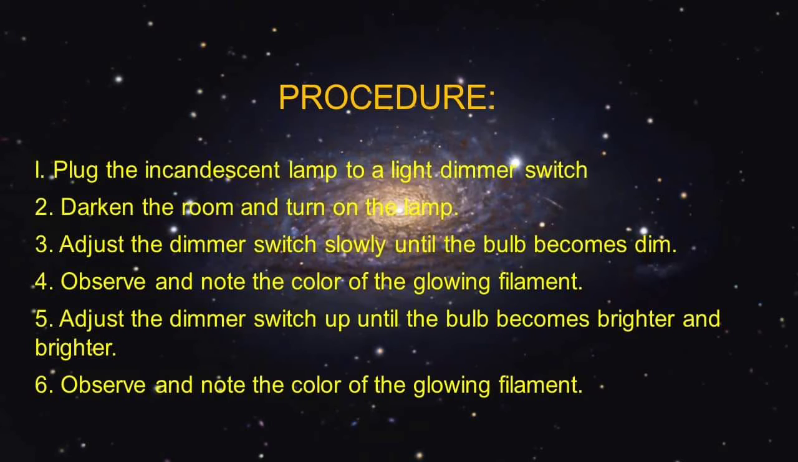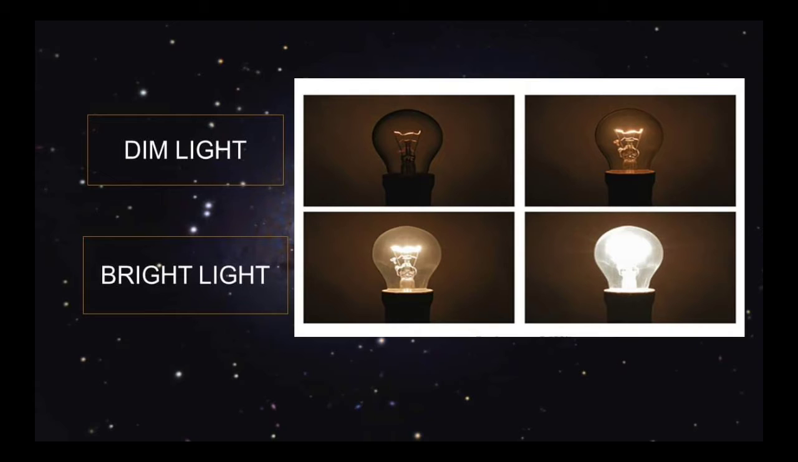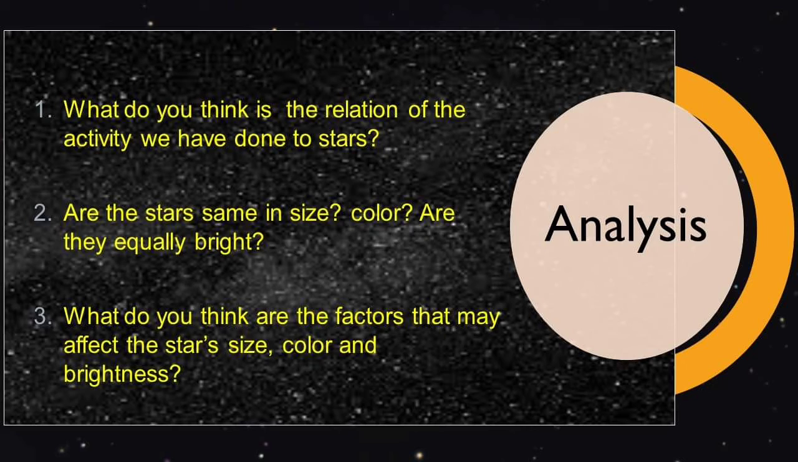As we have done the activity earlier, we have come up with these results, these pictures of dim light and brighter light. So now let me ask you, what do you think is the relation of the activity we have done to stars? Yes, Miss Castro? Okay, that's a good assumption. Yes, it's related to the brightness of stars. So are the stars the same in size? Yes? Are you sure? Okay, let's debate on that later.